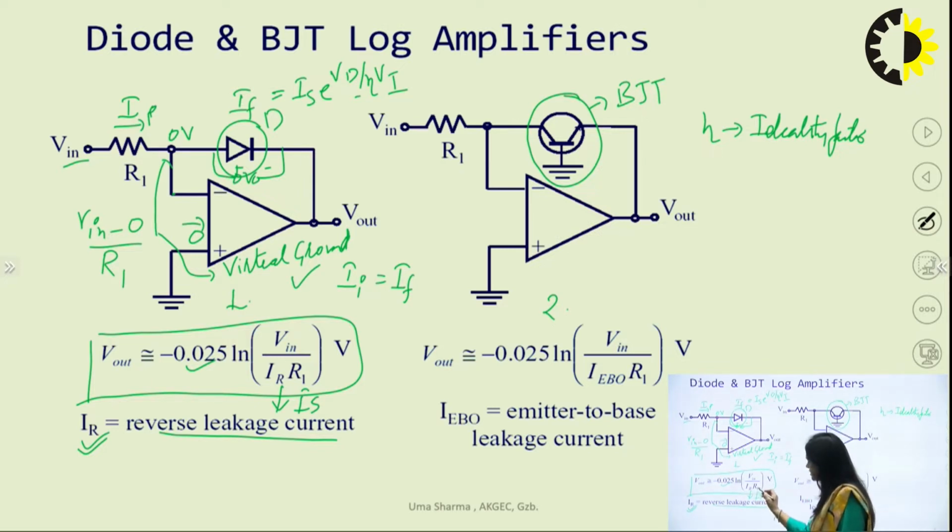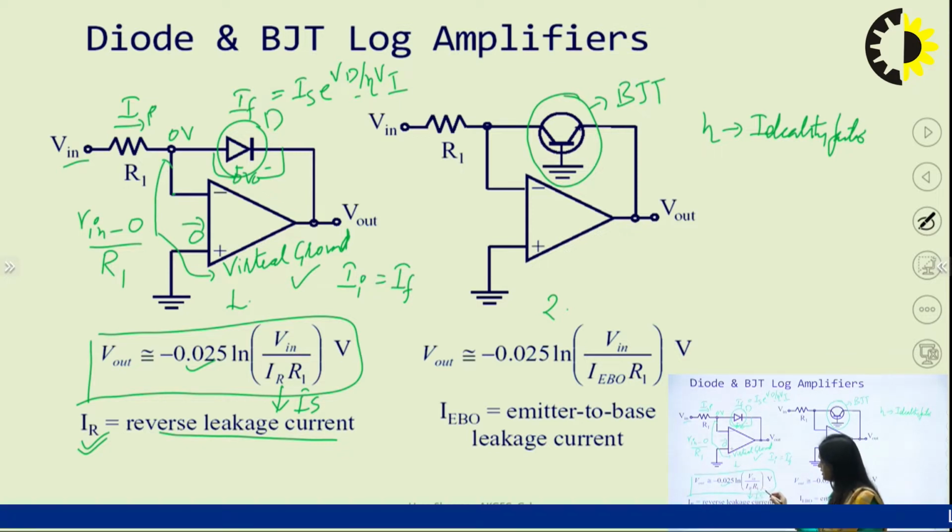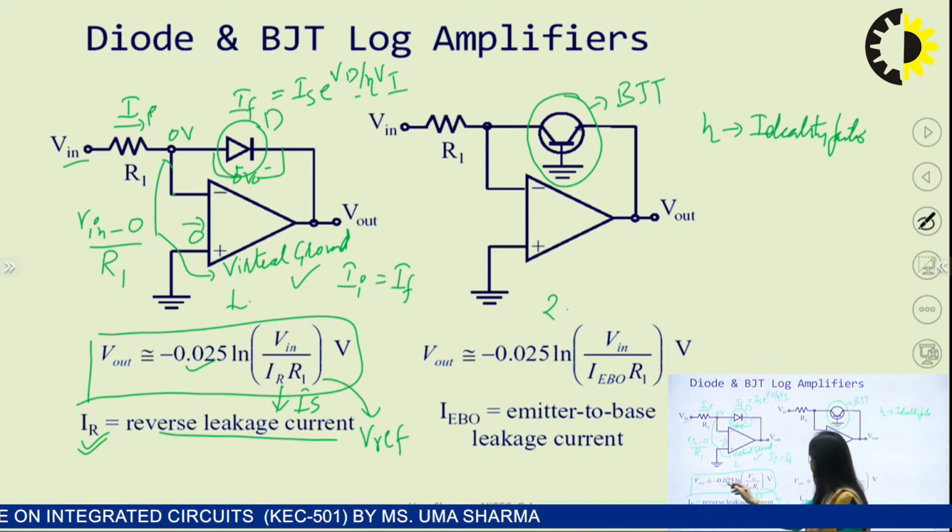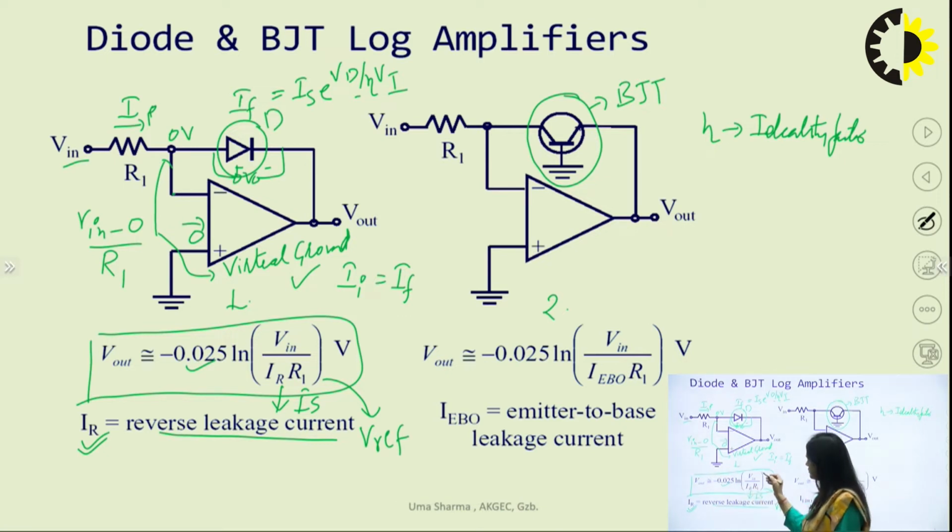So this IS into R1 can be replaced by V reference. So this expression can be written as V output equals to IR or IS ln V in upon V reference. So here you can see that there is a log of the input voltage at the output. So this is how we can implement the logarithm of the input using this diode based circuit. But there is an issue of ideality factor, and definitely this VT thermal voltage and this reverse saturation current IS.